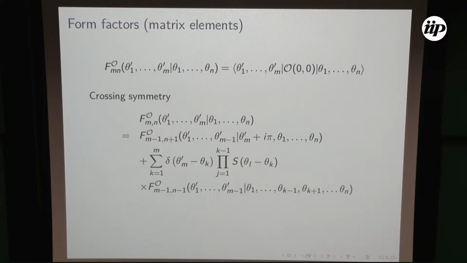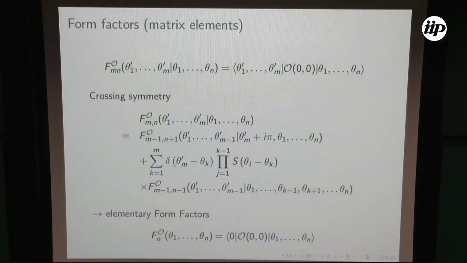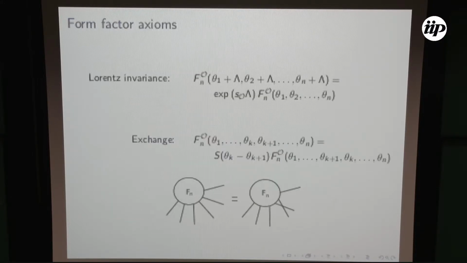By this crossing symmetry, we can relate every form factor to the elementary form factors where you only have incoming particles. This is a nice meromorphic function. If there's a shift by i pi, that means there was an original outgoing particle. This has really nice properties due to integrability, called the form factor axioms, which I'm going to show you in a second.